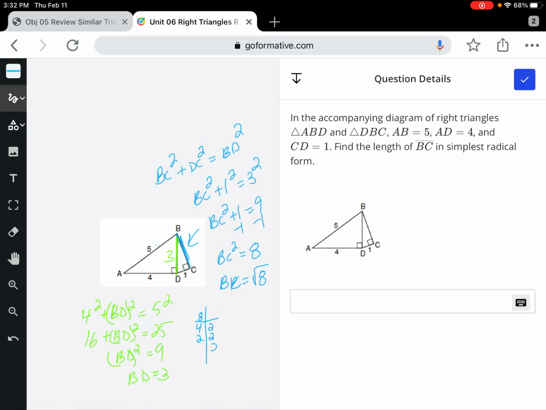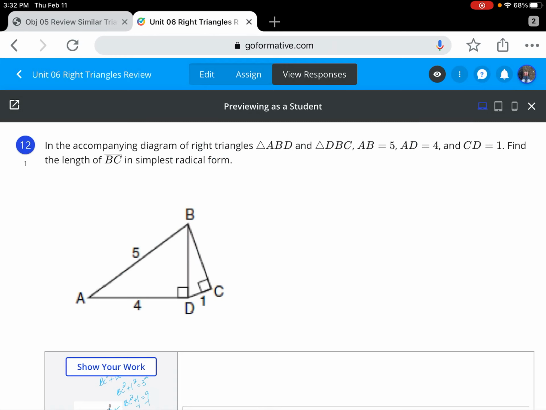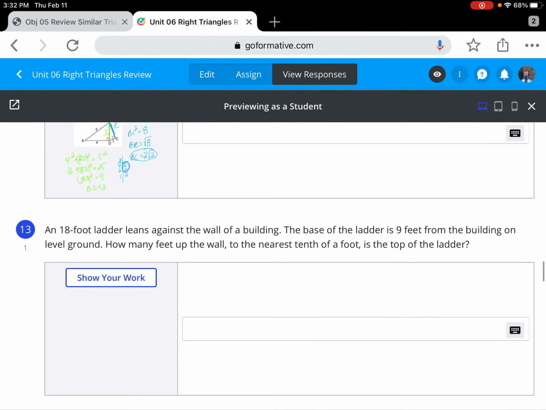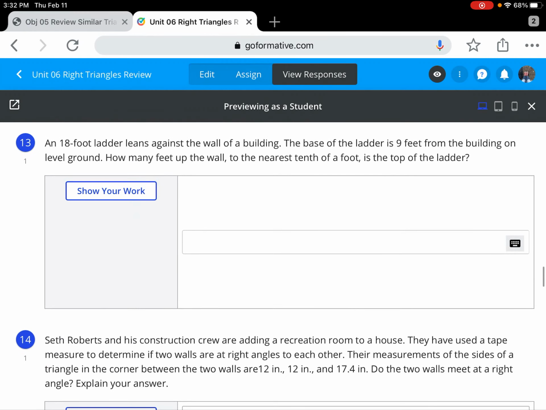A lot of you this is very familiar. 8 divided by 2 is 4. 4 divided by 2 is 2. 2 divided by 2 is 1. So I know that this 8 has a 4 on the inside. So I take that square root, bring it to the outside, that perfect square, and a 2. And so my answer is 2 radical 2.